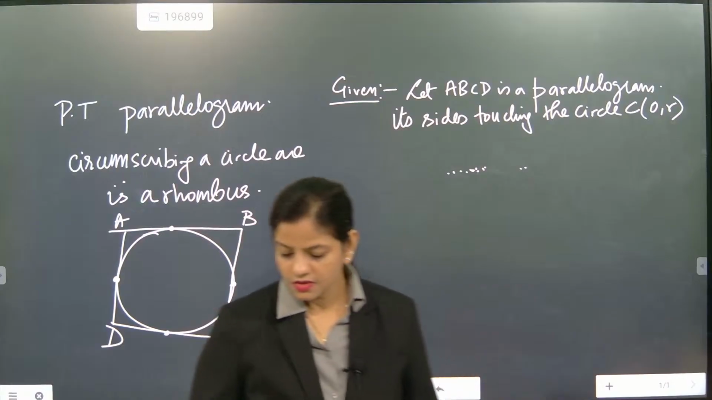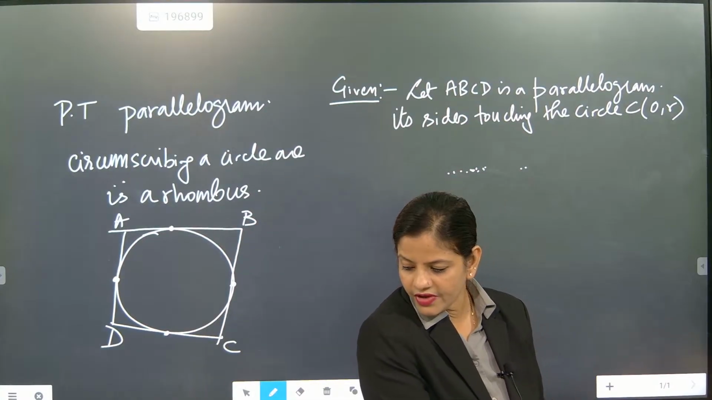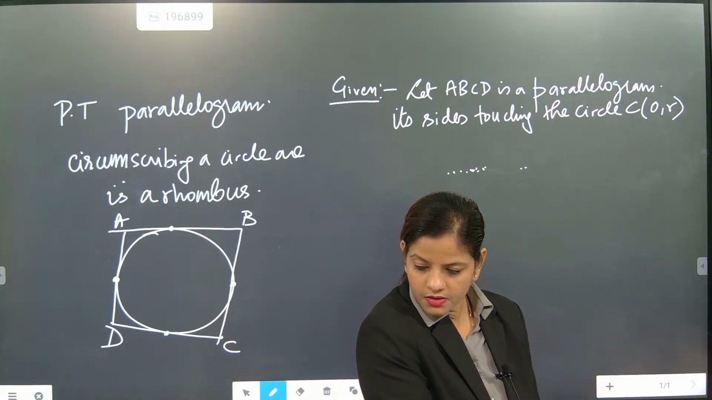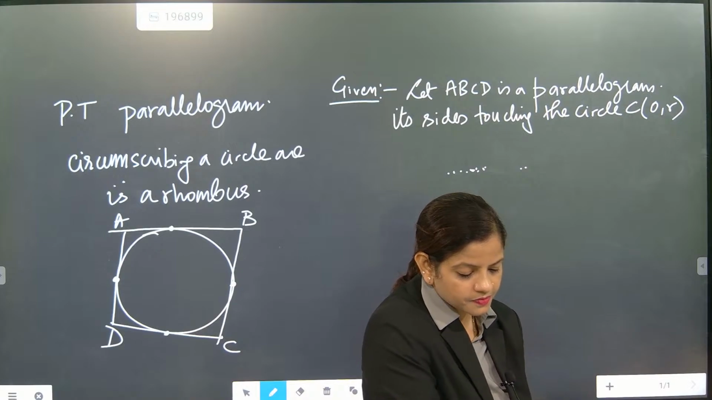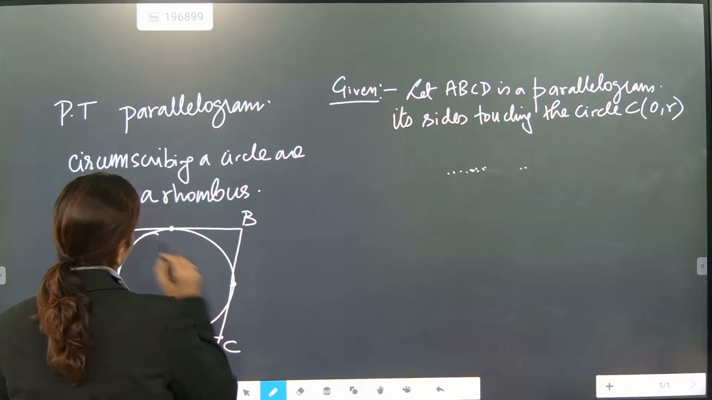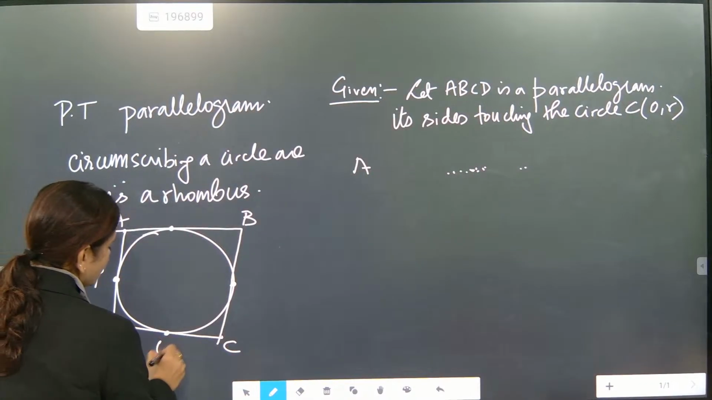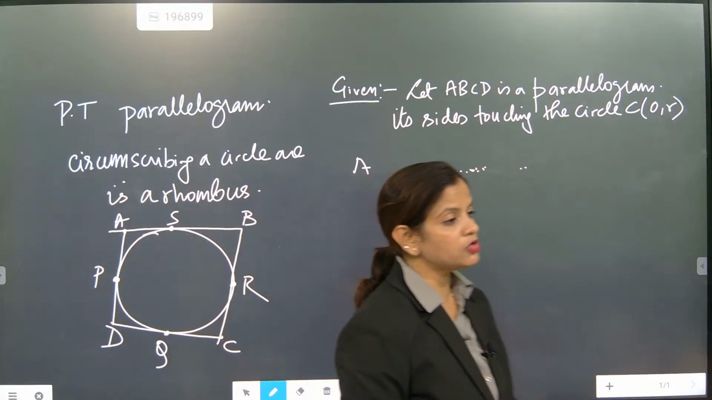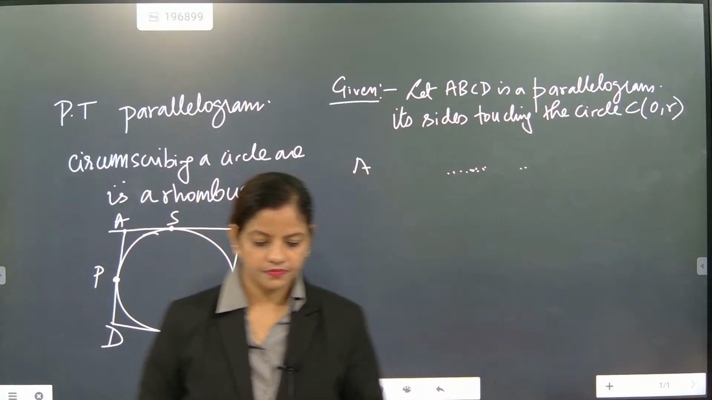Understood? So its sides touch the circle. Understood or not? Till here we have done. After that, what we are going to do? We will talk about AB is equal to, first, this is the external point, A is the external point. So we can write it as P, Q, R, S. Everybody start solving and show me.